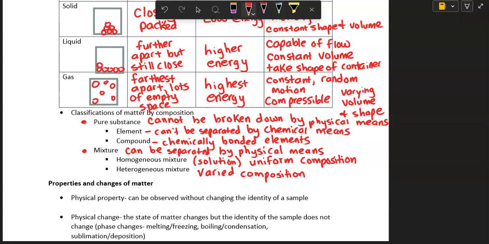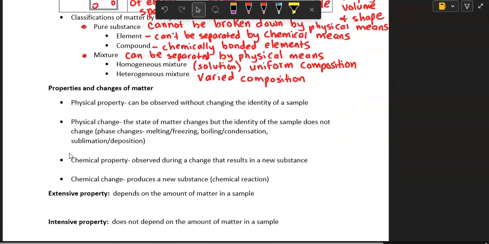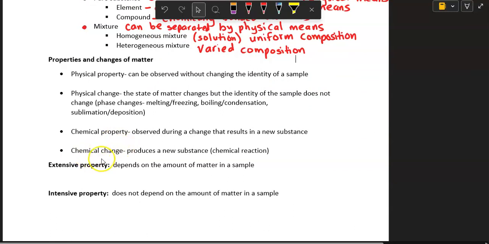And then real briefly here, since chemistry is the study of matter and its changes, let's talk about physical and chemical properties and changes. So a physical property is one that can be observed without changing the identity of the sample. So these are going to be things like boiling point, freezing point, density, color, things that you can look at or measure and not change what you have. All right. Physical changes change the state of matter, but not the identity.